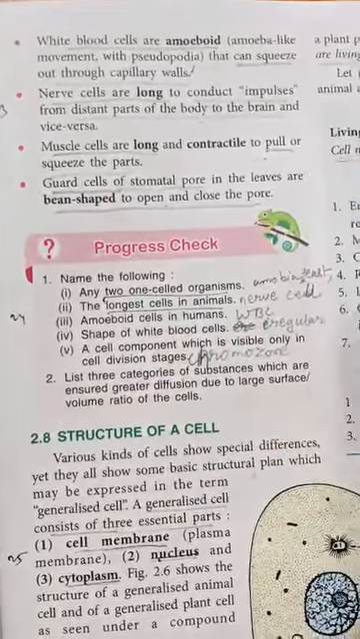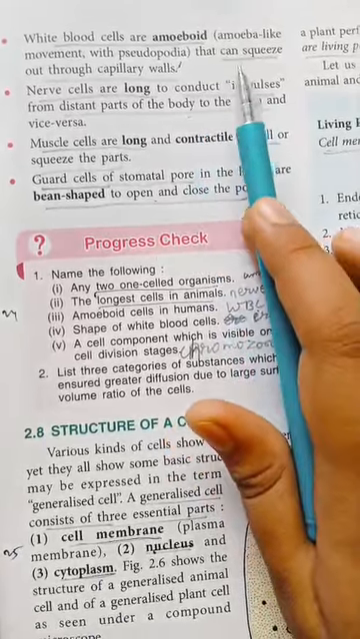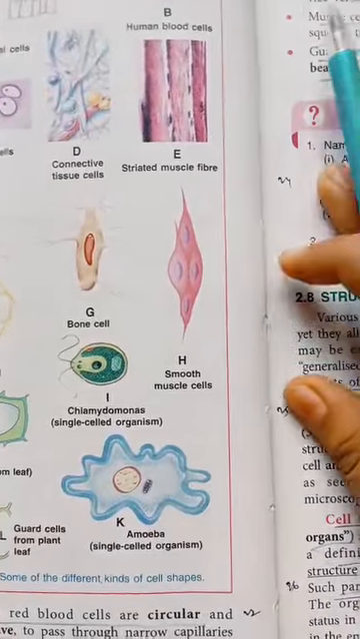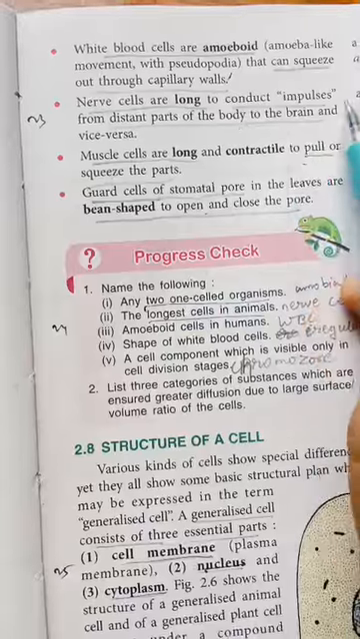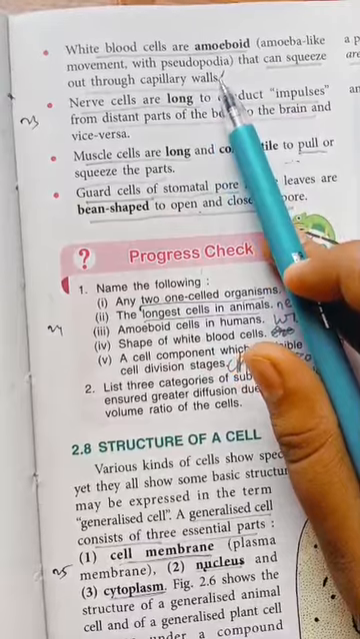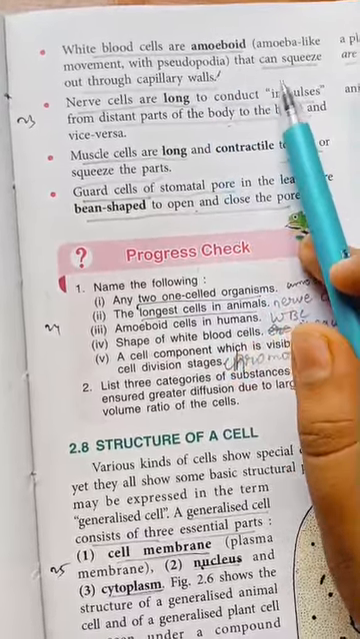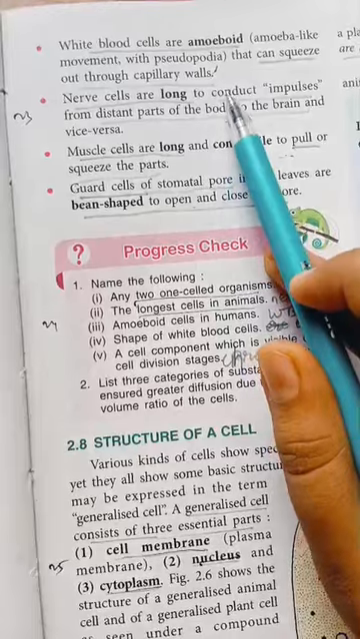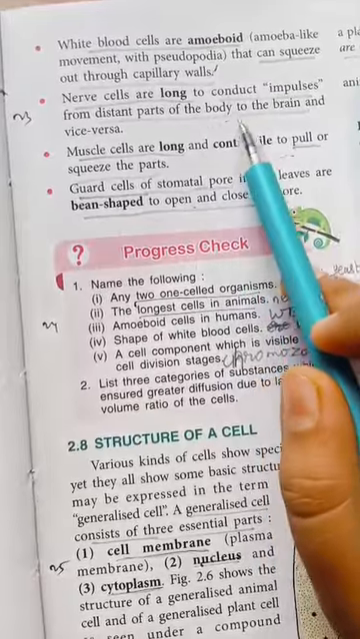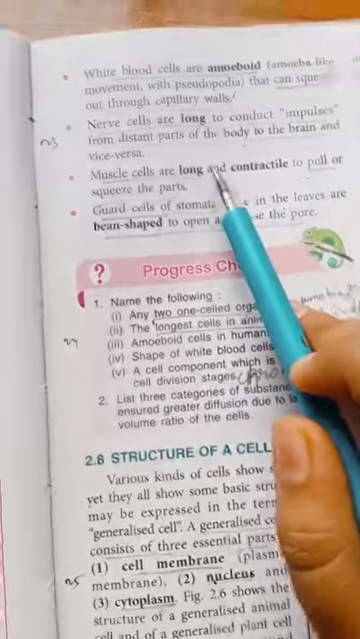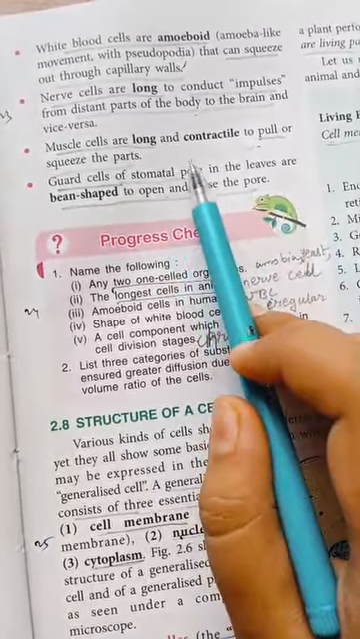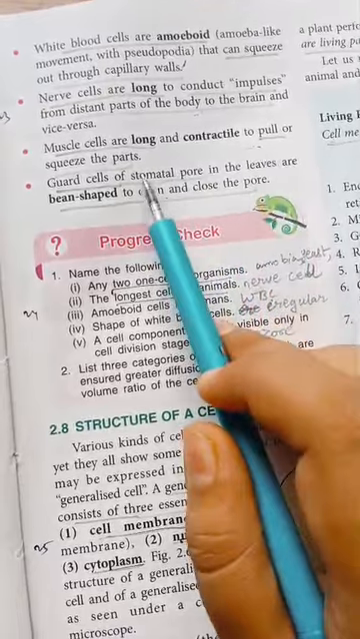WBCs are amoeboid, amoeba-like, and move with pseudopodia. Pseudopodia means false feet, which can squeeze out through the capillary walls. Nerve cells are long to conduct impulses from distant parts of the body to the brain and vice versa. Muscle cells are long and contractile to push or squeeze a part.